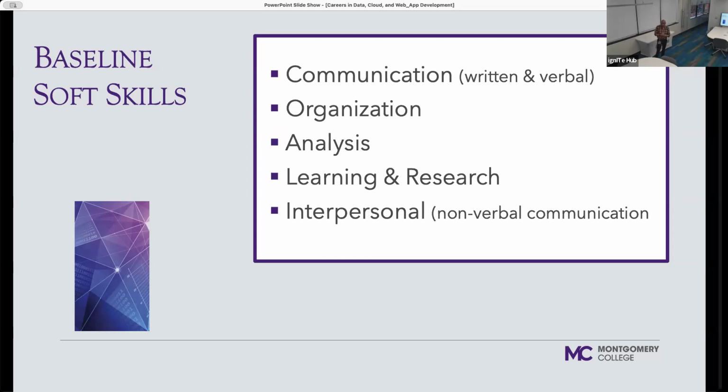Last but not least, interpersonal, the capability of being able to communicate with other than words, nonverbal communication. Again, look at these baseline soft skills. You're going to see that they are exactly the same skills for every single one of these areas, okay? Because that's across the board. All right, so let's go to the next slide.